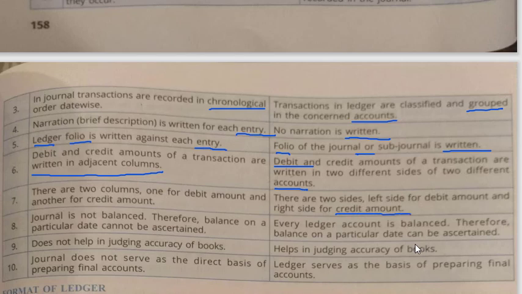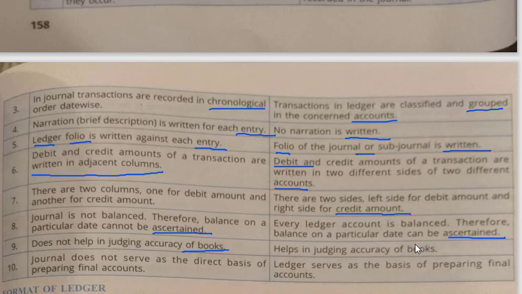Eighth point: journal is not balanced, therefore the balance on a particular date cannot be ascertained, and here every ledger account is balanced, therefore the balance on a particular date can be ascertained. We can find how much balance is with a particular account. Okay. Ninth, journal does not help in judging the accuracy of the books. The accuracy of the books we cannot understand from journal, and here ledger helps in judging the accuracy of books.